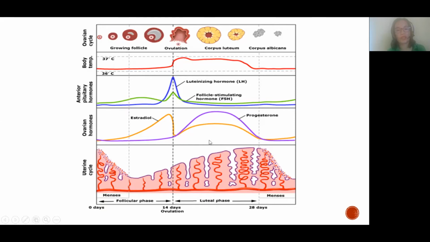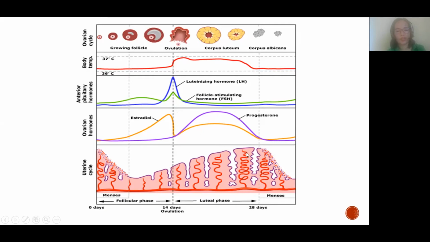Okay, so later you'll see in the feedback mechanism of why this is the picture of the significance of the luteinizing hormone, follicle stimulating hormone, the estrogen and progesterone in the reproduction cycle.